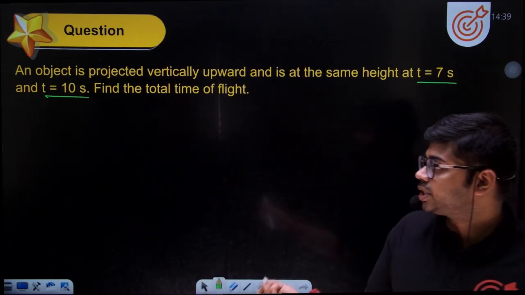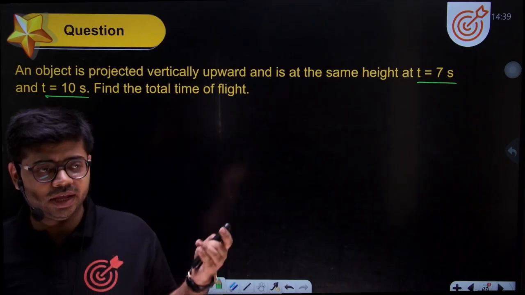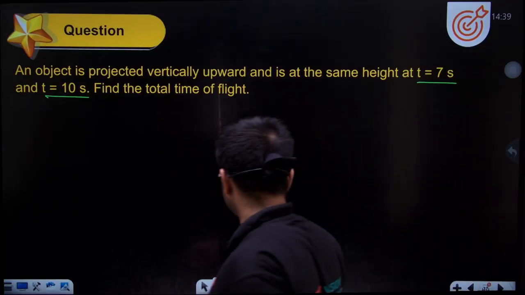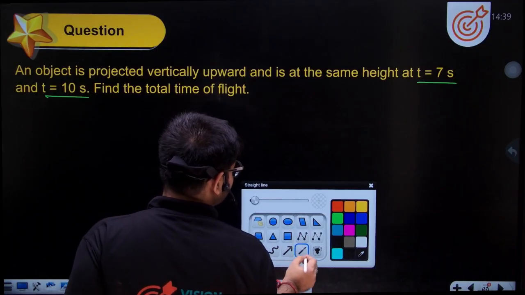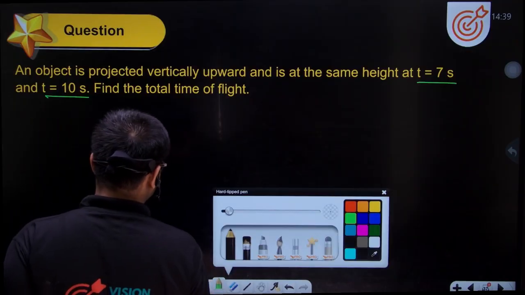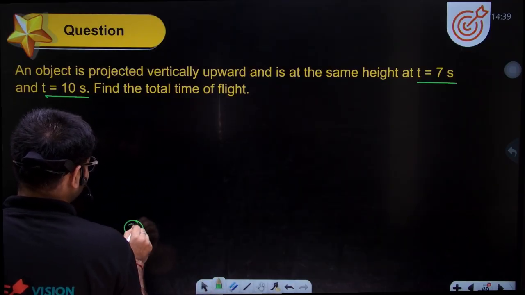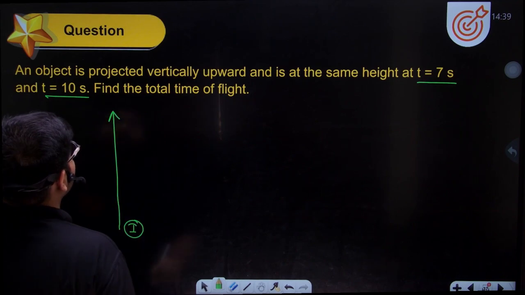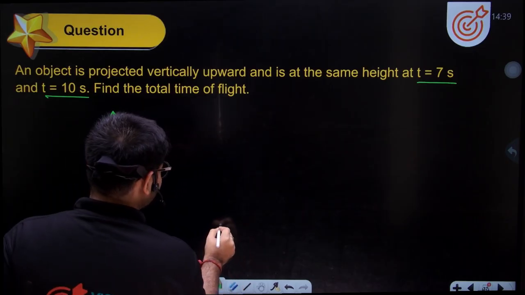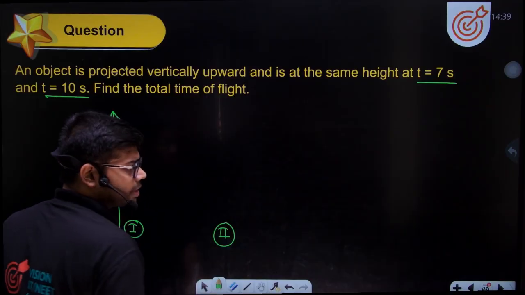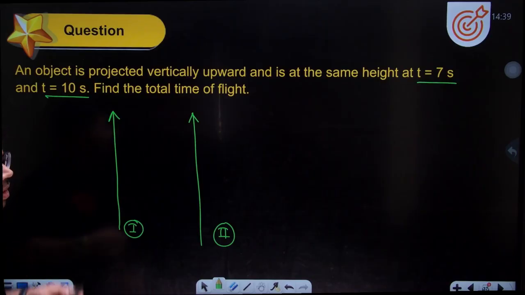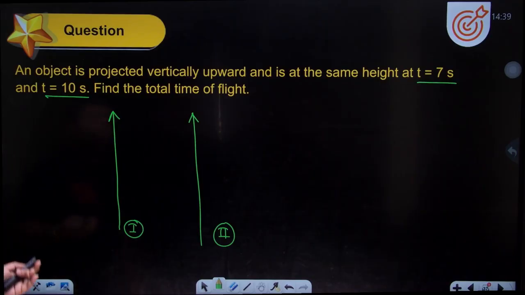So I took two objects and projected both of them vertically upward. One is like this, so I have my first object, try to understand it. So this is my first object. I have projected it vertically upward like this, and another object I have, which is like this, and this also I have projected vertically upward. I threw both of them upward. An object is projected vertically upward and is at the same height. It is at the same height.